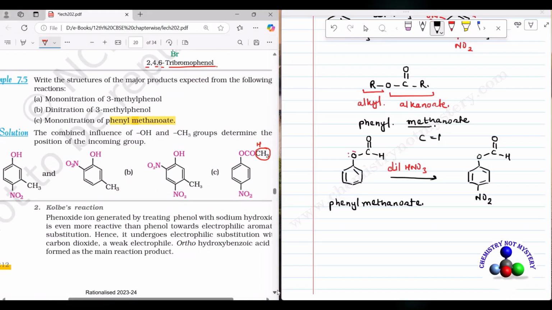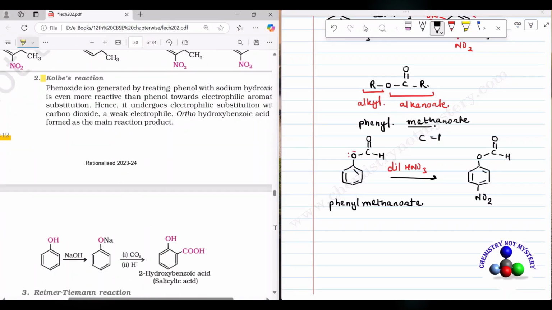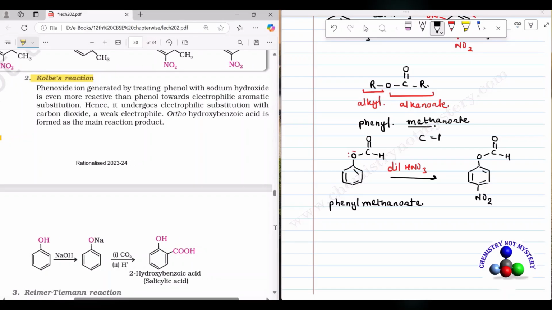Now come to the next reaction. The next reaction is Kolbe's reaction. Phenoxide ion generated by treating phenol with sodium hydroxide is even more reactive than phenol towards electrophilic aromatic substitution. Hence it undergoes electrophilic substitution with carbon dioxide, a weak electrophile. Ortho-hydroxybenzoic acid is formed as a major product of this reaction.